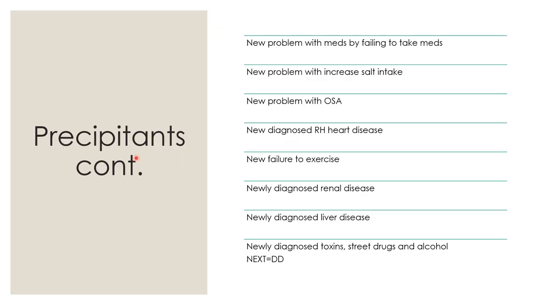Acute exacerbation could also be precipitated by new problem with medications, by failing to take medications. Now, this is a serious issue. Some don't have money to buy medications. Some do. They have medications, but they have some other concomitant morbidity that will not allow them to take medications appropriately, like somebody having dementia or depression, or somebody that has been abused.